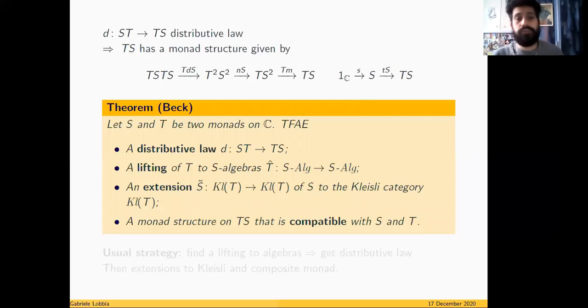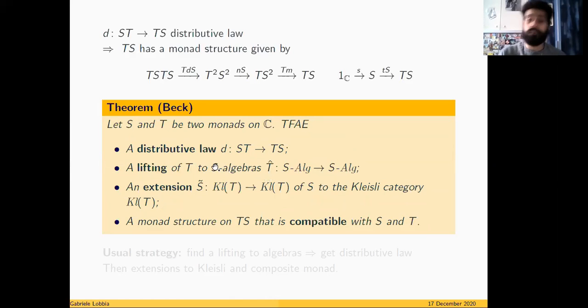Moreover, Beck proved this really nice theorem, proving that having a distributive law is the same as having a lifting of T to the S-algebras, meaning an endofunctor of the category of S-algebras, which is a monad, and the monad structure on the lifting is given by the monad structure on T. That's what it means to be a lifting.